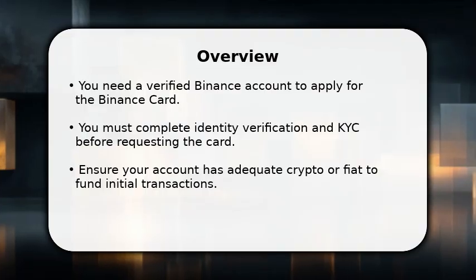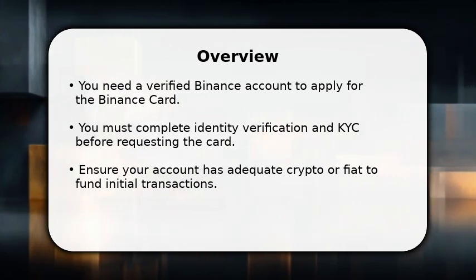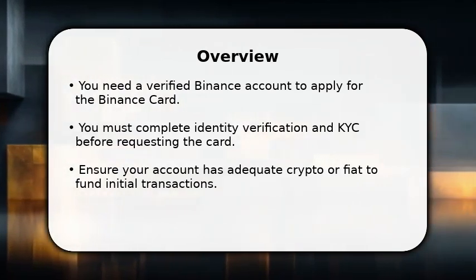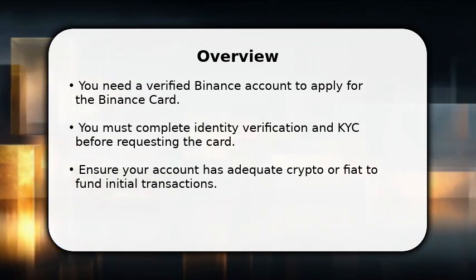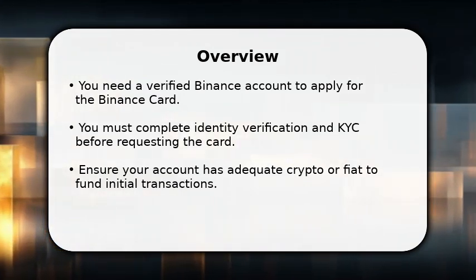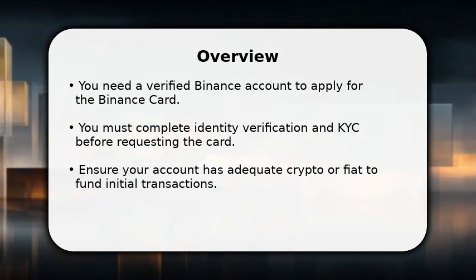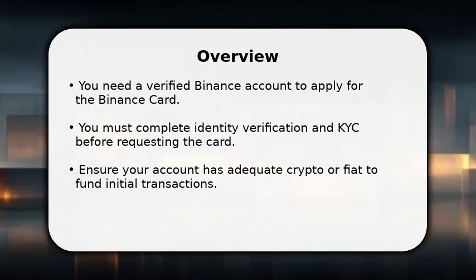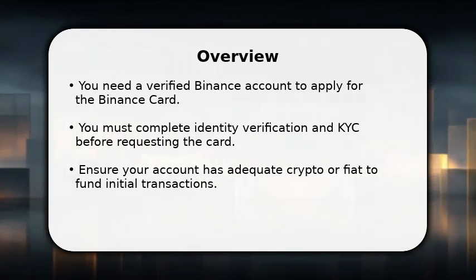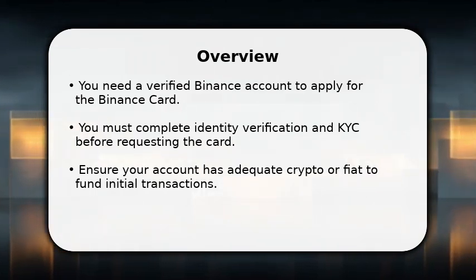Enjoy the video. In this video, I will show how to get the Binance card. Start by signing into Binance, complete identity verification, and enable two-factor authentication. Next, navigate to the Cards section, choose your card design, and submit your postal address. Fund your Binance card wallet with supported crypto or fiat, confirm activation steps by SMS or email, and follow delivery tracking until your card arrives ready to use.